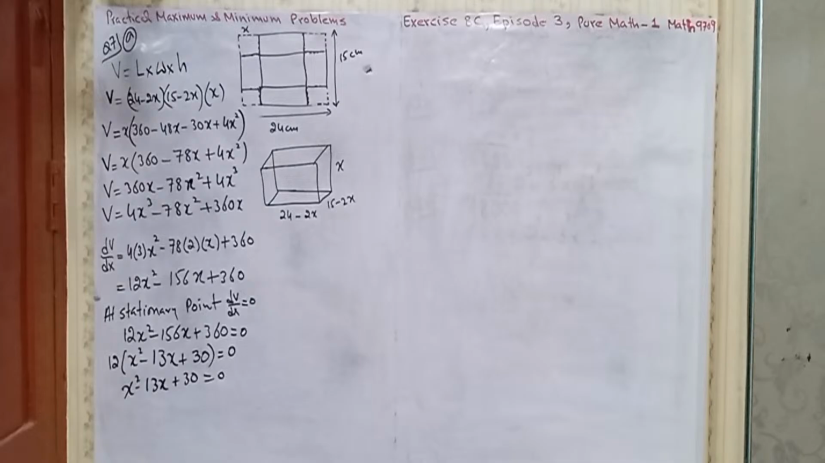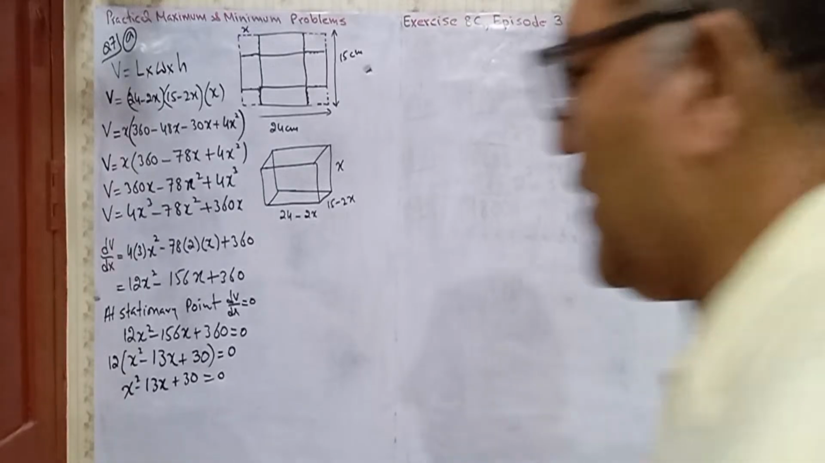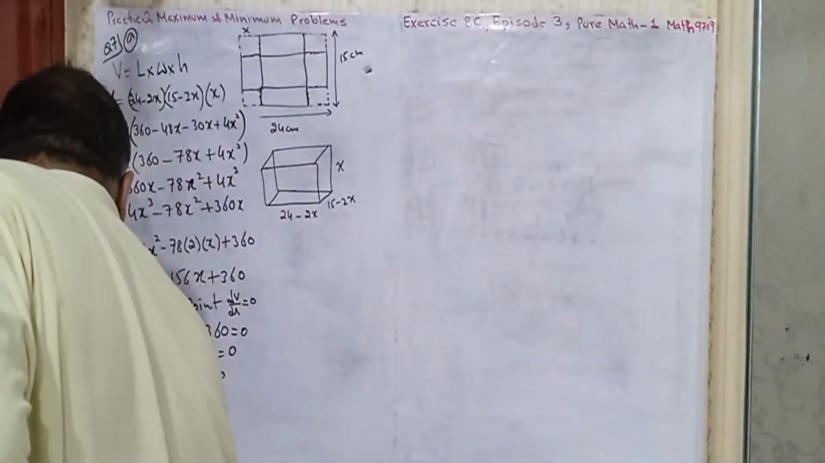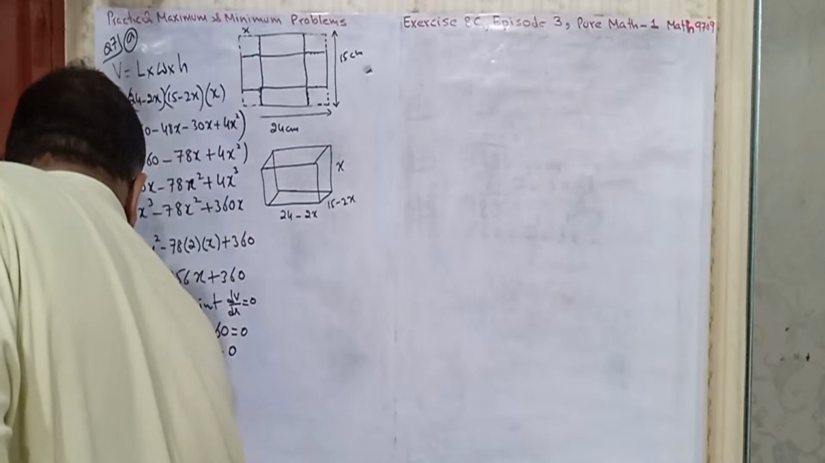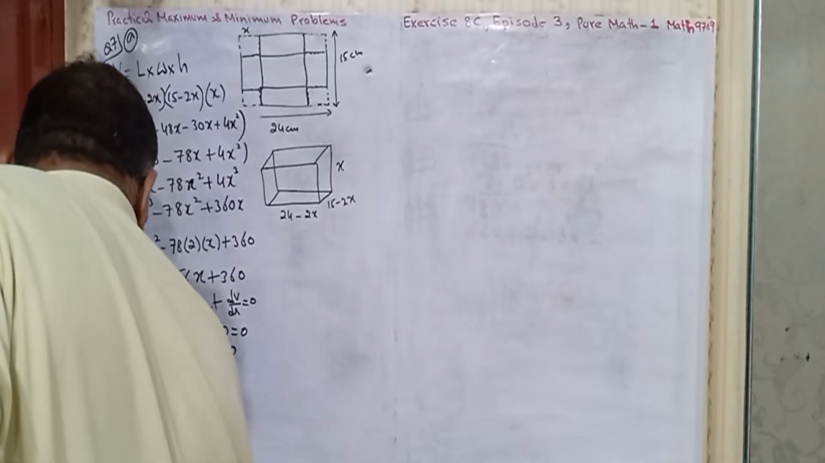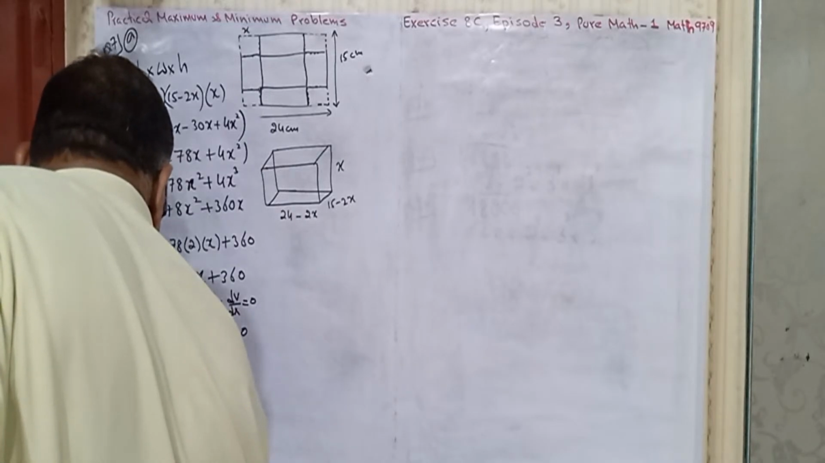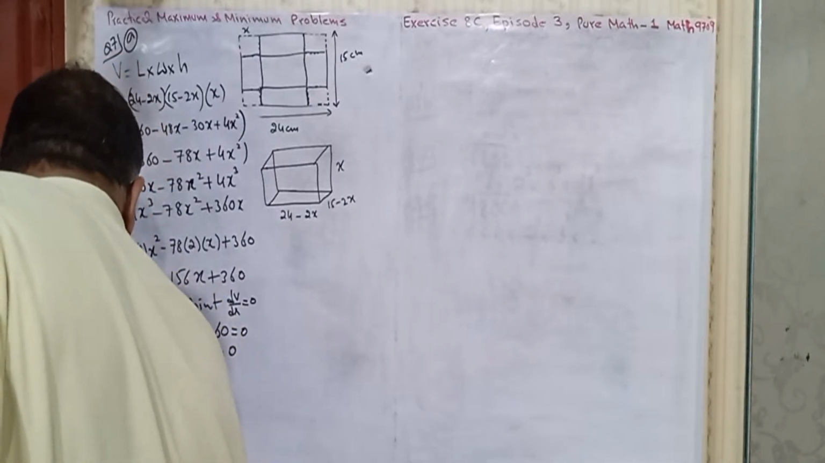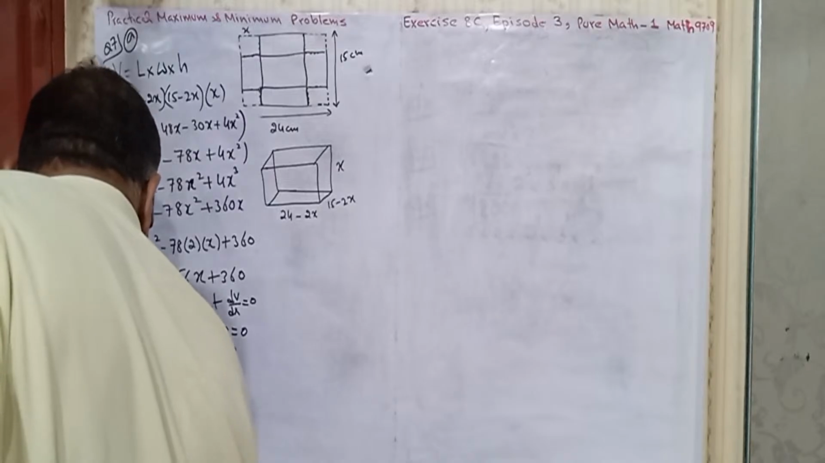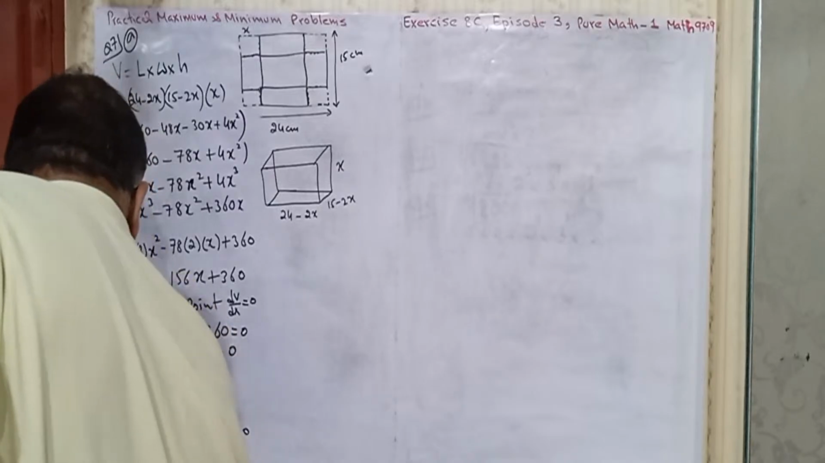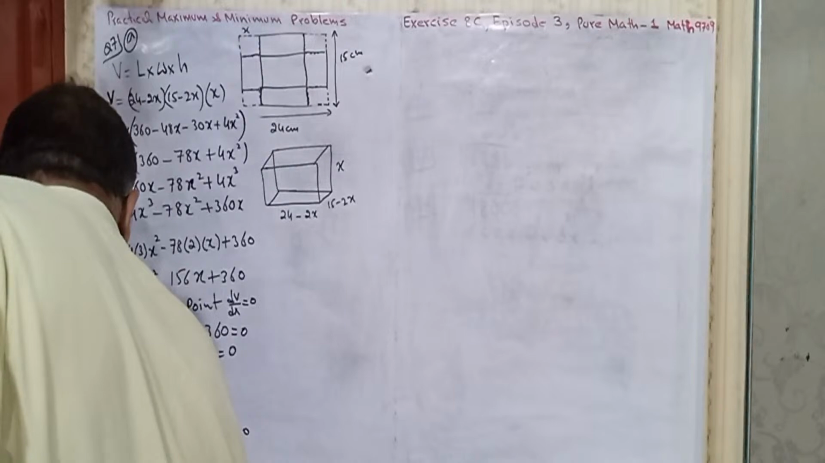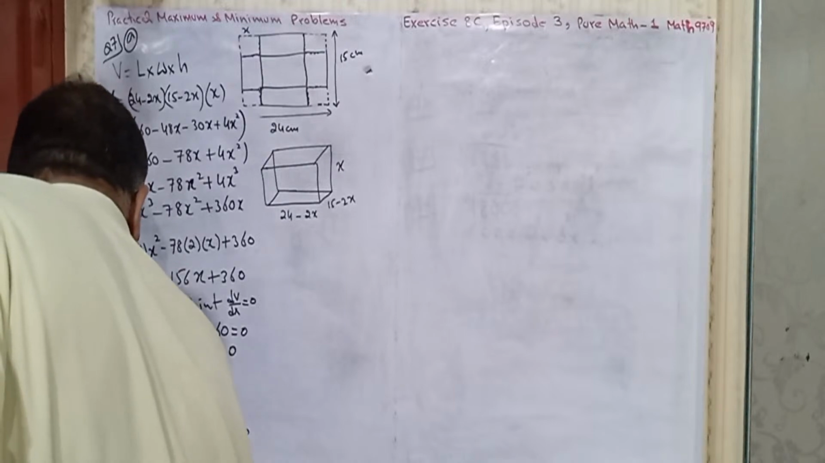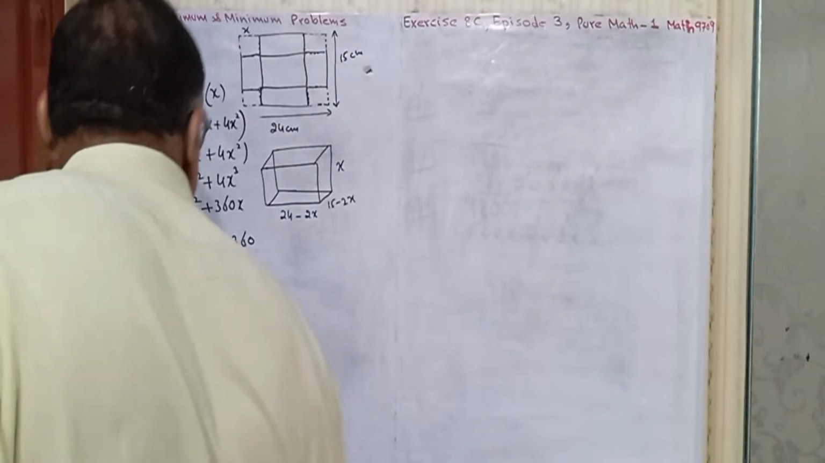We can do the midterm breaking here. So 30 has factors 10 and 3, and so you can have x squared minus 10x minus 3x plus 30 equal to 0. Take the common factor: (x minus 10) minus 3 into (x minus 10). So you will have (x minus 10) into (x minus 3) equal to 0.